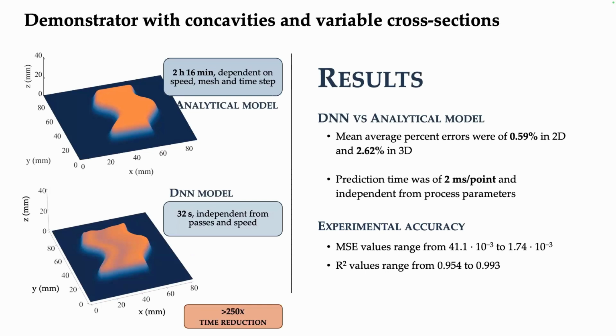It's not really fair to do a direct comparison between the analytical model and the deep learning approach because they have different concepts. They are written in different languages. One is Python, the other one is MATLAB. But I'm just comparing the duration of the analysis to give you an idea of how much more efficient the second approach is than the first one. Our analytical model takes 2 hours and 16 minutes to predict the shape of this demonstrator, while the hybrid DNN-based model takes just 32 seconds.